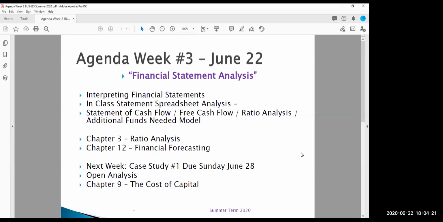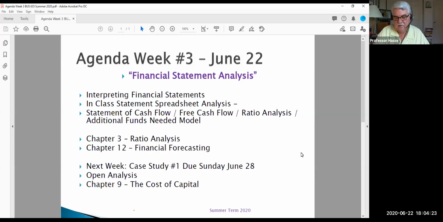Tonight, our topic is financial statement analysis. We're going to probably bore you with some of these things because most of you are probably aware of these, but to refresh your memories and get you ready to get into more strategic decisions and analysis later on in our course in the coming weeks. Financial statement analysis from chapters 3 and 12, ratio analysis, and financial forecasting using the additional funds needed model as a way of determining capital requirements based on your current financial statements.